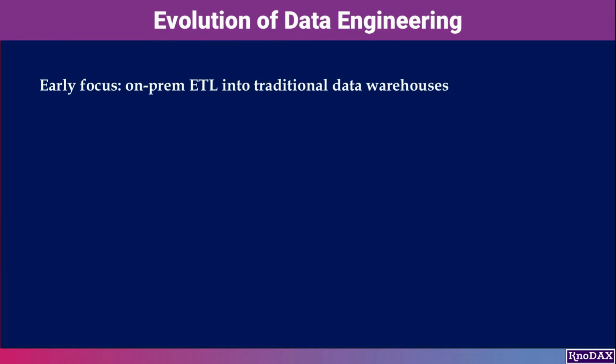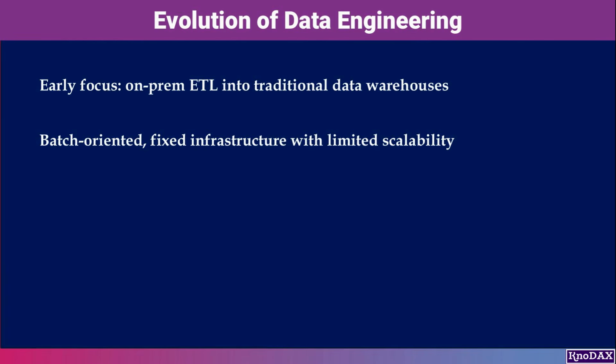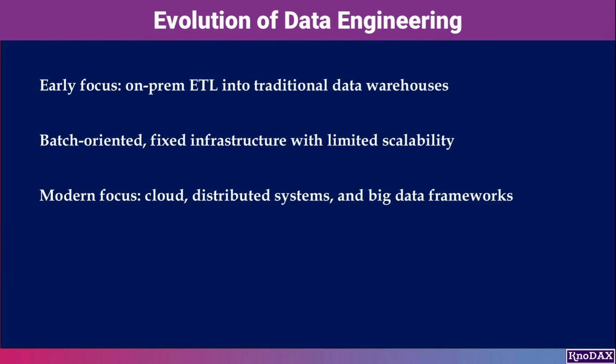As we understand what data engineering is, it's also helpful to see how the field has evolved over time. In the early days, data engineering revolved around traditional on-premises ETL pipelines feeding classic data warehouses. The process was heavily batch-oriented, and infrastructure was fixed, rigid, and difficult to scale as data grew. But as organizations began dealing with larger volumes of data and more complex use cases, these older architectures quickly hit their limits. This shift pushed the industry toward cloud platforms, distributed systems, and big data frameworks like Hadoop and Spark, technologies that made large-scale, parallel processing far more accessible.